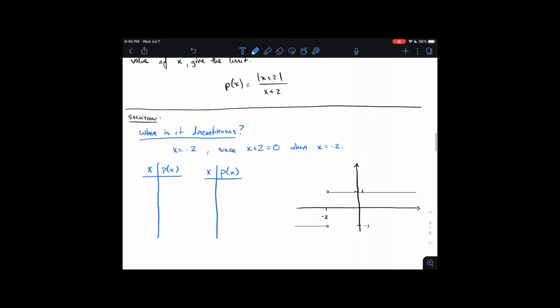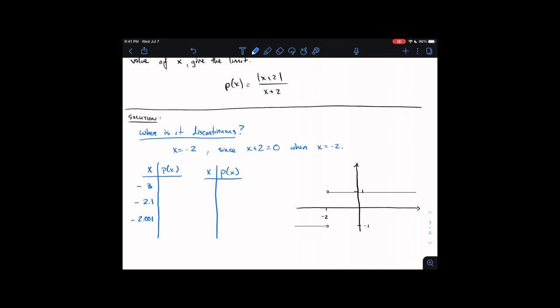Okay, if I plug in x equals, let's do 3, let's do 2.1, let's do 2.001. So x equals 3, I get the absolute value of 5 over 5. Oh, these need to be negative, I'm sorry. So this is me coming in from the left side.